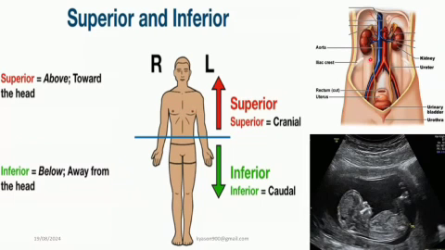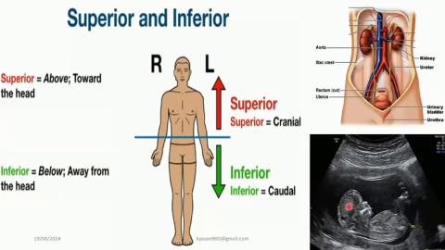If you look at the relationship between structures, this is the right kidney here, this is the adrenal gland. Someone can say that the adrenal gland is superior to the kidney in this example. That statement means that it is situated above the kidney. Then the other person can say that the kidney is inferior, or below, the adrenal gland. So you can use those terms like that.